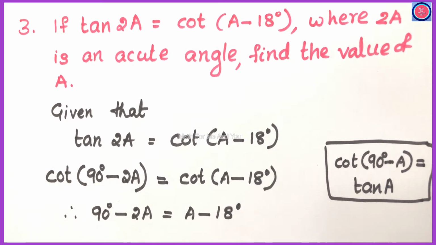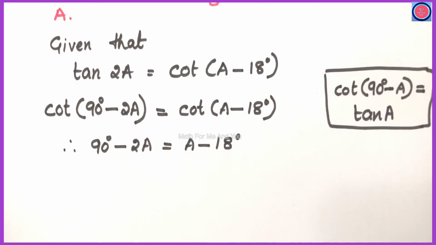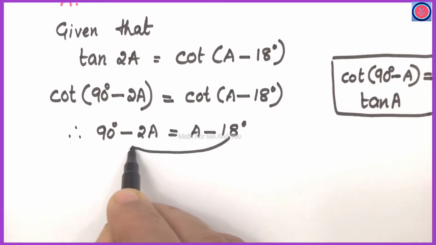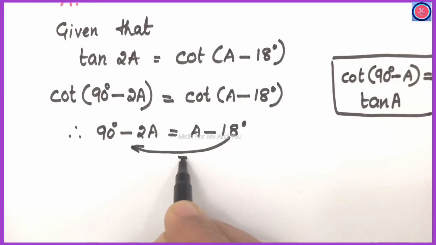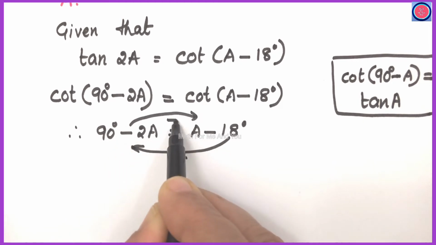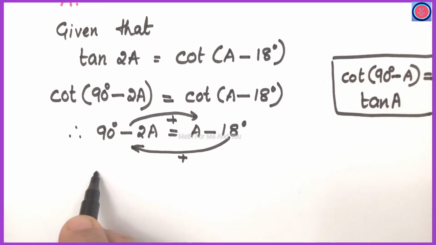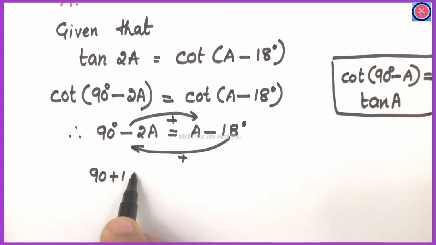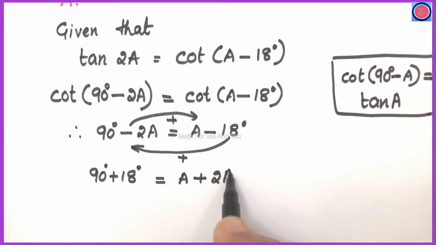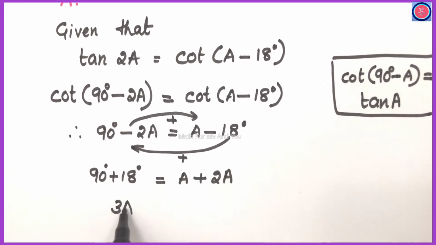To get the value of a, what we can do? We can collect the numbers and keep them on one side, and a terms we can collect on the other side. Minus 18 we are moving to the left side. It becomes positive 18 on the left side. Minus 2a we can move to the right side and it will go as positive 2a. So what we are getting? 90 plus 18 is equal to a plus 2a on the right side. 90 plus 18 is 108, equal to 3a, or we can write 3a equals 108.